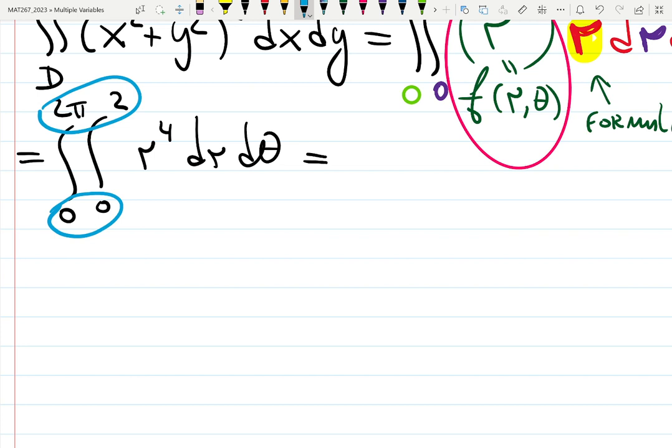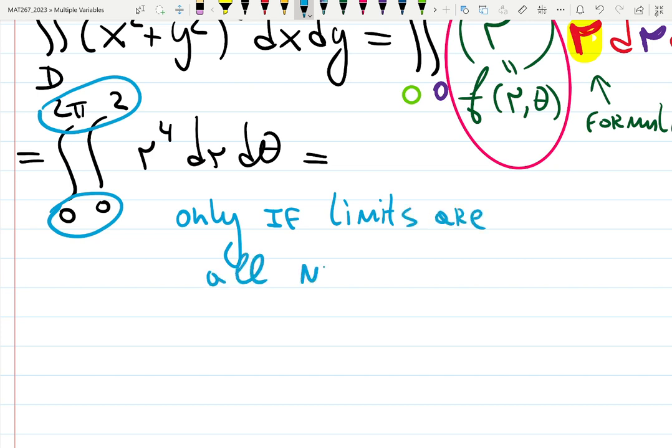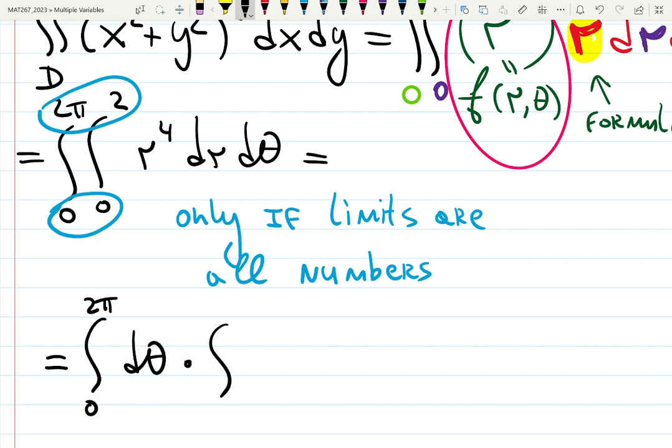So let me write it down. Only if limits are all numbers. So no functions, no functions with x, y, r, and stuff like that. You can rewrite it as the integral from 0 to pi with respect to theta times the integral from 0 to 2 of r^4 dr, which means it doesn't matter which order you choose to integrate.